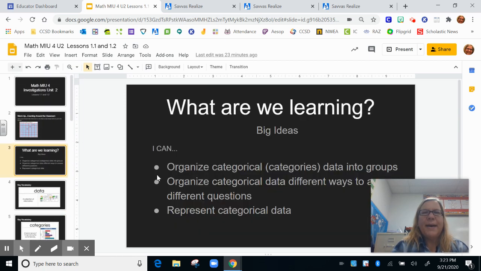And I'm just going to pop back up here to what we learned. We learned how to organize categorical data into groups. Remember, categories is when the answer is going to be a word, not a number. And that we could regroup them and organize them in different ways. And we could represent that with a bar graph. And we did that kind of by stacking up those answer choices, and it kind of created a bar going up. We're going to be practicing more with bar graphs later.